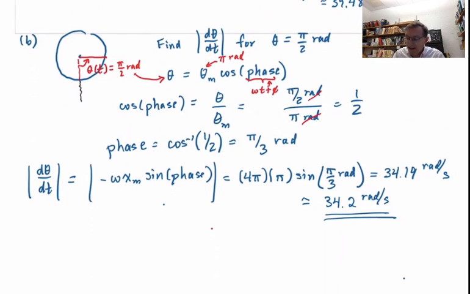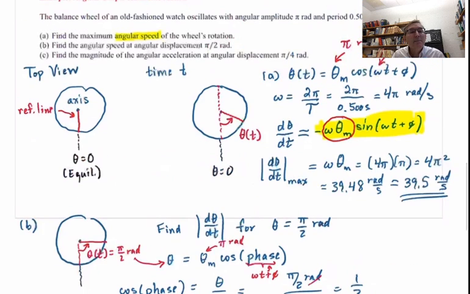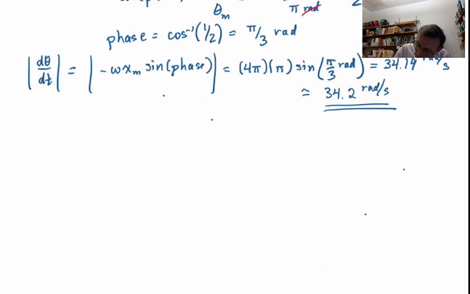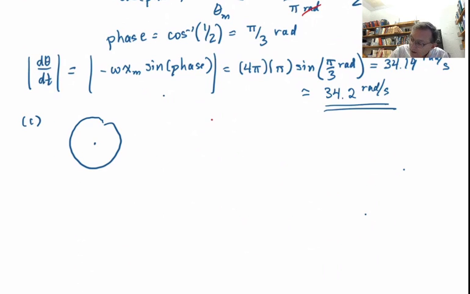Okay, one more part, C. Find the magnitude of the angular acceleration at angular displacement pi over 4 radians. So now what's the picture? There's the axis, there's the reference line. Now the angular displacement, theta, is pi over 4 radians, halfway between 0 and pi over 2.